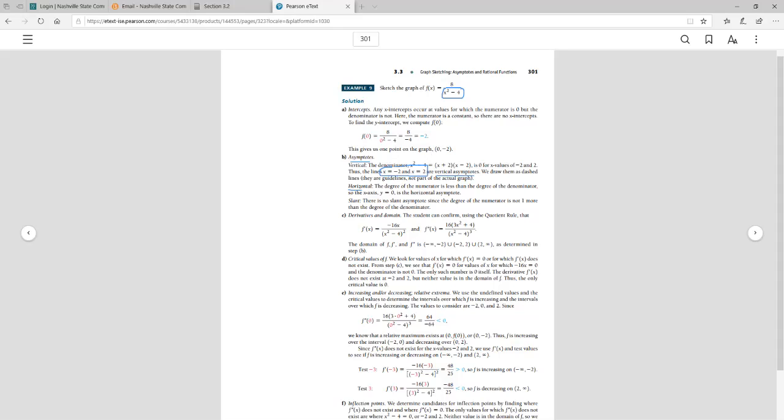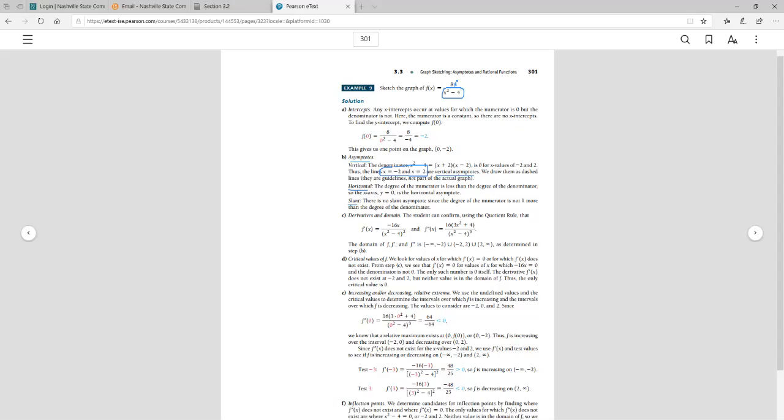And then we can investigate horizontal asymptotes if we have a situation where they actually occur. It says the degree of the numerator is less than the degree of the denominator. In fact, the degree of the numerator is 0 because you could think of 8 as 8 times x to the power of 0. So the degree of the numerator is less than the degree of the denominator, and y equals 0 is the horizontal asymptote.